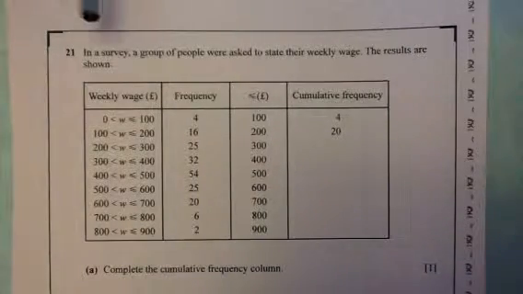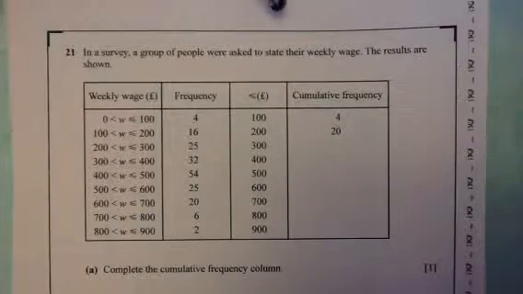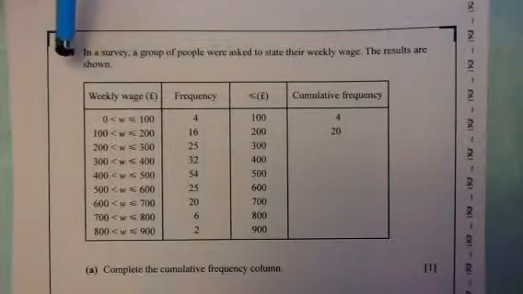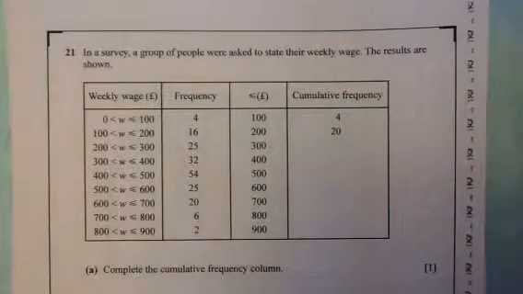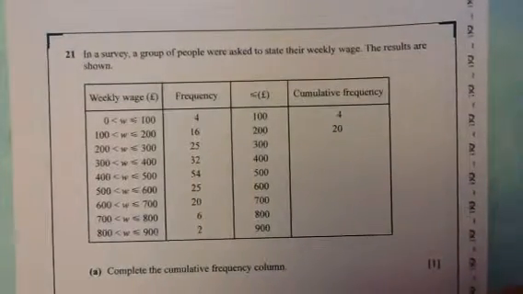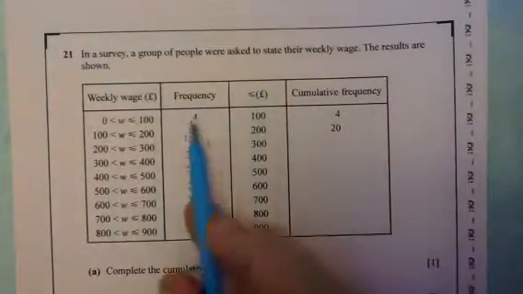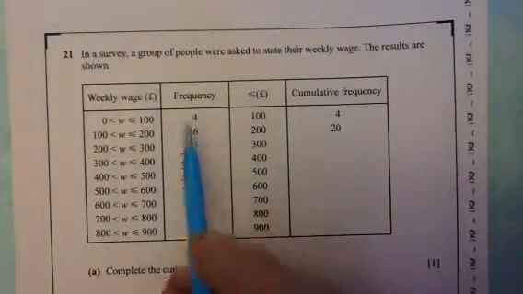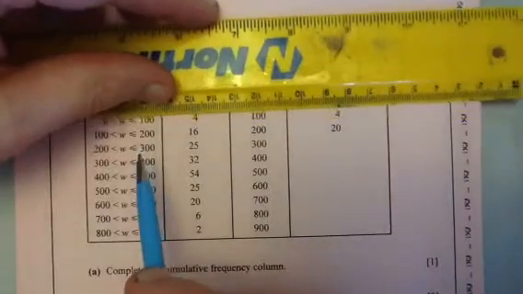Okay. In a survey, a group of people were asked to state their weekly wage. The results are shown. A. Complete the cumulative frequency column. So we can see this here, cumulative frequency column. And we remember that the cumulative frequency column means you keep adding on the previous frequencies.